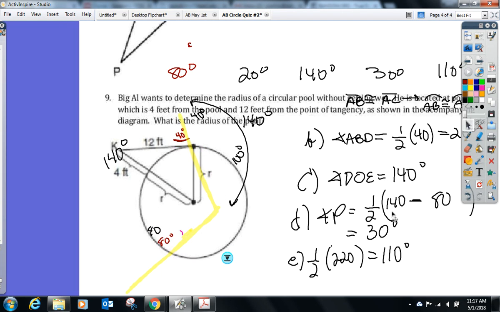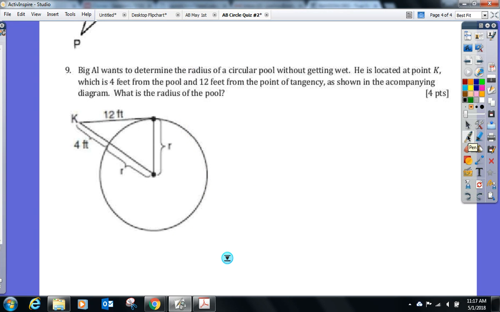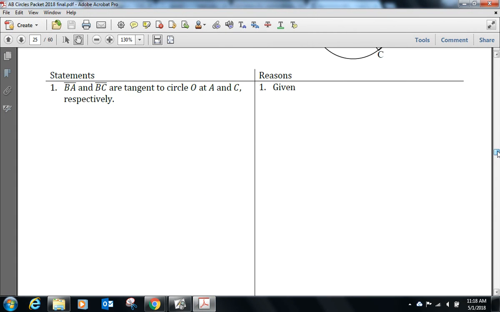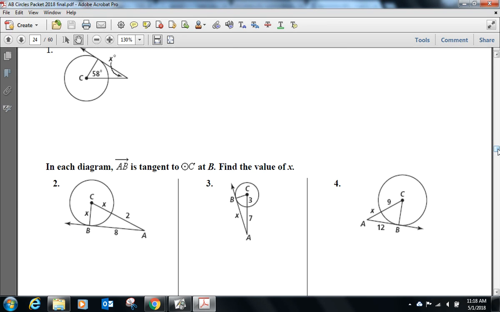All right, here's the issue I have with 9. What happens when you draw a radius to a point of tangency? It's perpendicular, forms a right angle. Name a leg on that right triangle. 12 squared. Name another leg. R squared. Name the hypotenuse. Not 30, 60, 45, 45. R 12, R plus 4, right there.